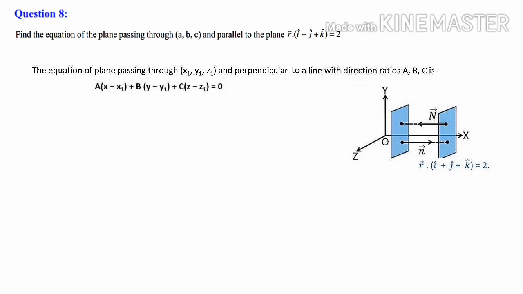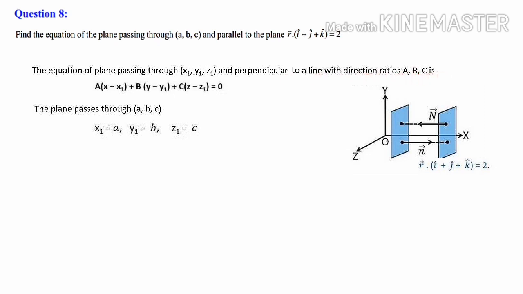So let's visualize the question. We are asked to find the equation of a plane. Say this plane is our required plane. And this plane is parallel to another plane. So this plane is r dot i cap plus j cap plus k cap is equal to 2. And this is the normal of one plane and the small vector n is the normal of the other plane. So the passing through point is given to us. Then directly we can write x1, y1, z1. x1 is a, y1 is b, z1 is c. Next our duty is to find the direction ratios of a line perpendicular to the plane. That means we have to find the direction ratios of the perpendicular line.